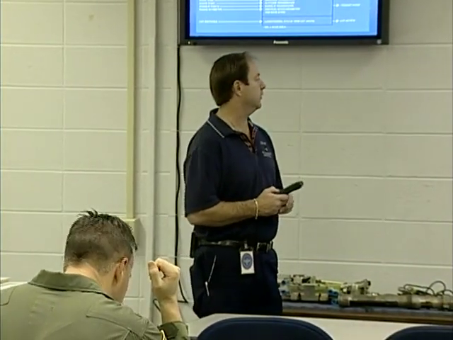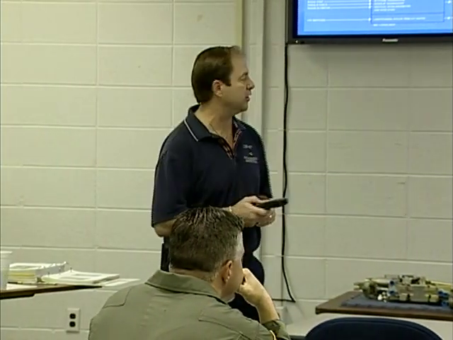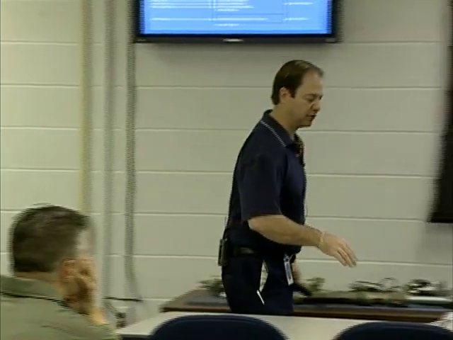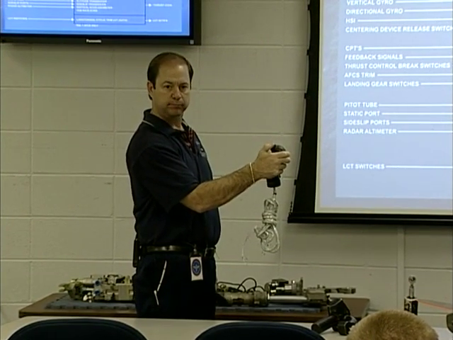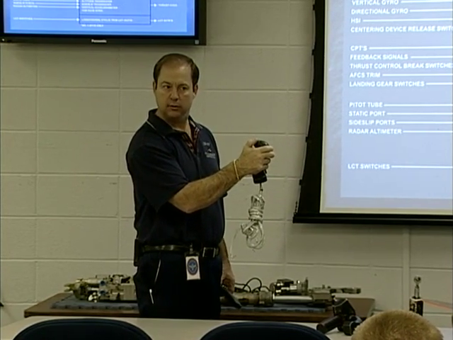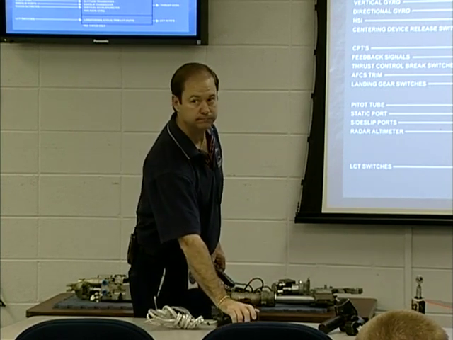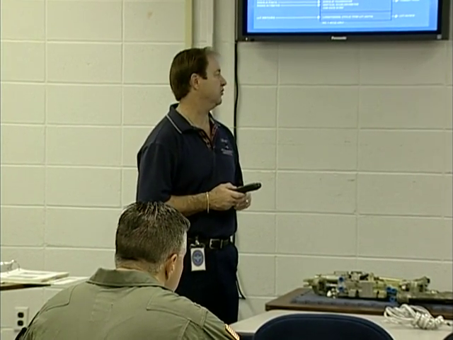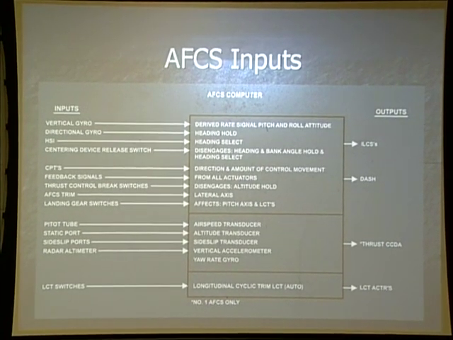Feedback signals, and we're going to talk about that again here in a little bit. Thrust control brake switches. AFCS trim. When we talk about AFCS trim, you'll notice though it's only talking about what? Lateral axis. Because keep in mind, although they call this the AFCS trim switch now, it's usable in both the longitudinal axis of the aircraft as well as the lateral. But the only one we're highlighting over the last 2 days is the lateral, not the longitudinal. Why? Because you don't need the AFCS for the longitudinal. Landing gear proximity switches, PDOT tubes, static ports, side slip ports, red altimeters. Again, we had to denote that it was a number one AFCS so that we could show you the output going to the thrust CCDA. And then, of course, the LCT switches.